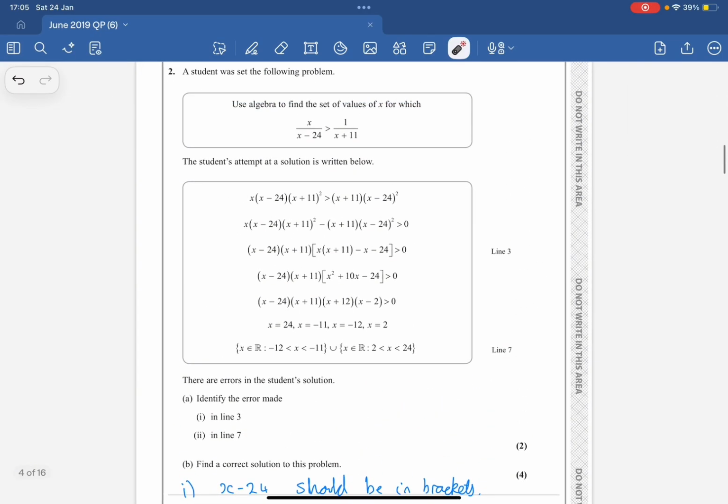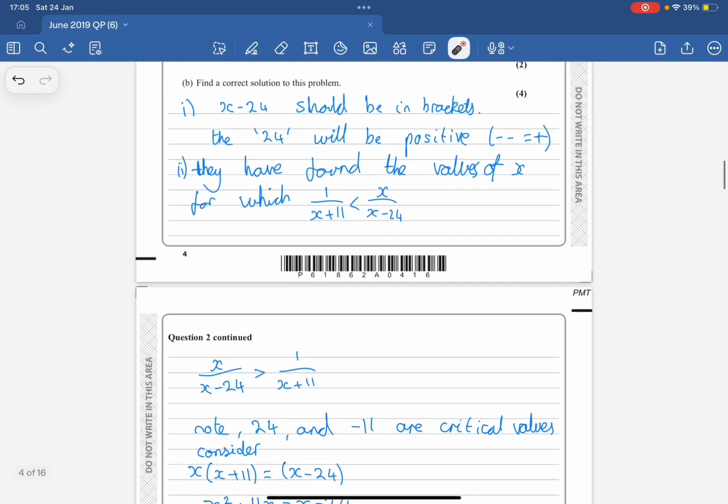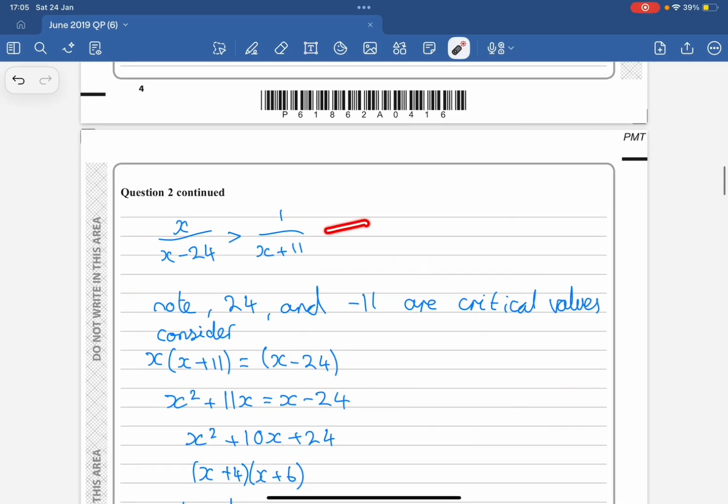So part B says find a correct solution to this problem. So immediately, first thing we can do is note that x equals 24 and x equals minus 11 are going to be critical values to consider. So we don't have to worry about multiplying by x minus 24 squared on both sides and x minus 11 squared on both sides, because if we're already considering them, then they're kind of taken out of the equation.